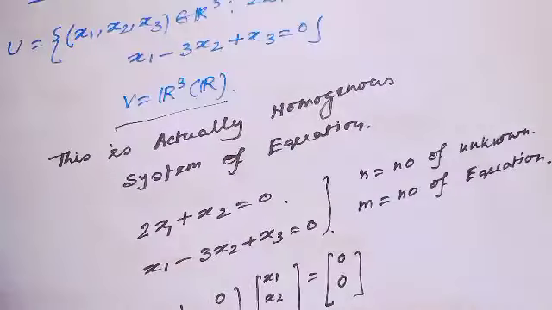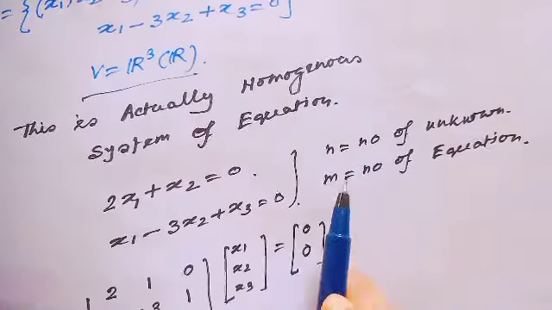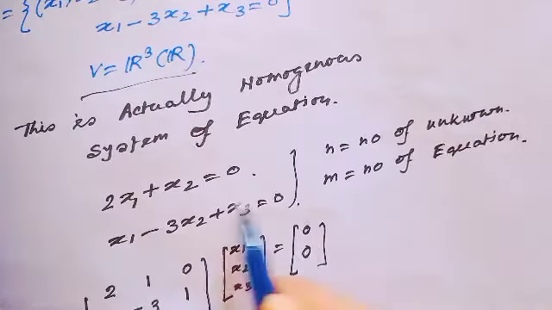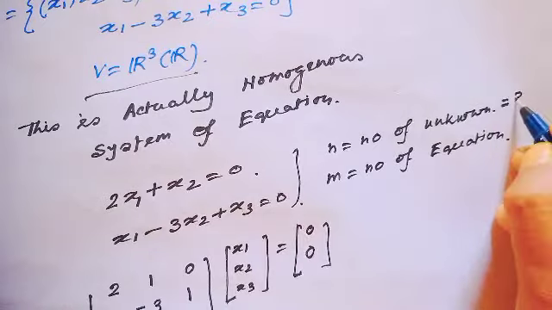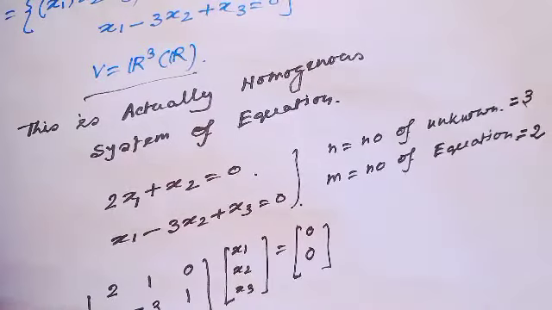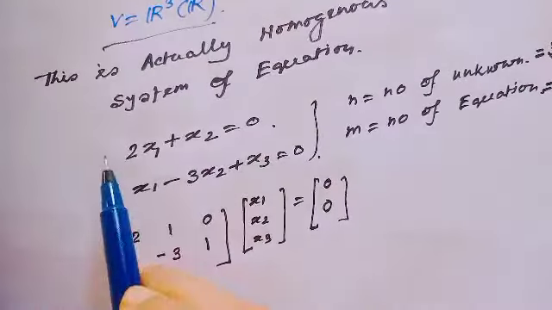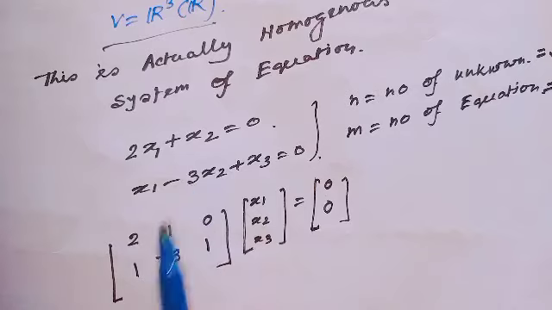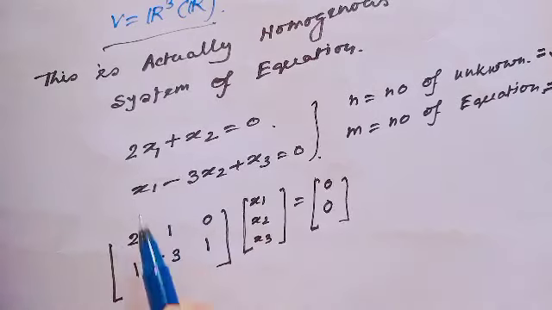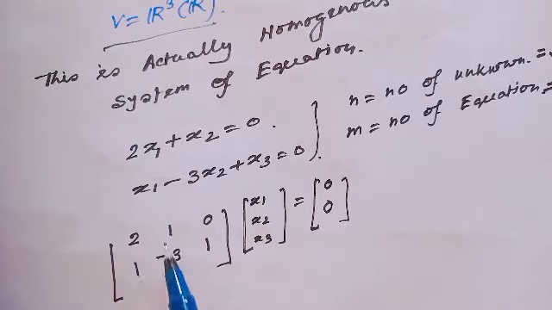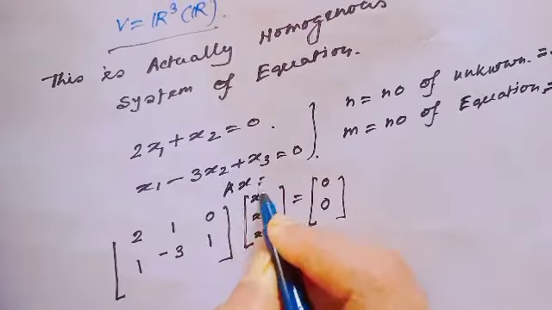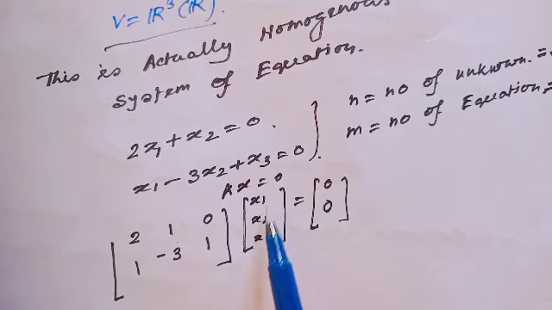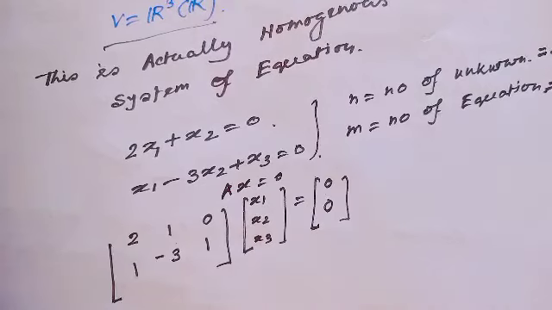Here the number of unknowns is n and the number of equations is m. Here the number of unknowns is 3 and the number of equations is 2. So these two equations reduce to a matrix whose row vectors are (2, 1, 0) and (1, -3, 1), and the solution would be of the type Ax equals 0. Here these three variables form the unknown vector.